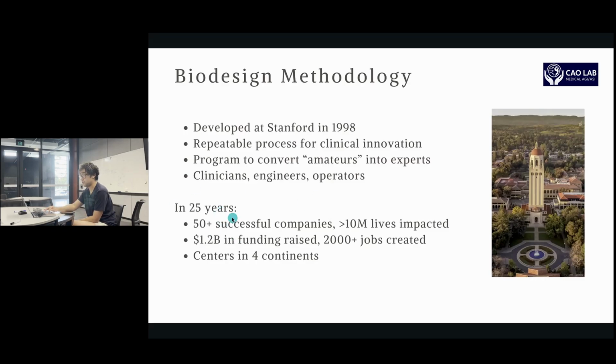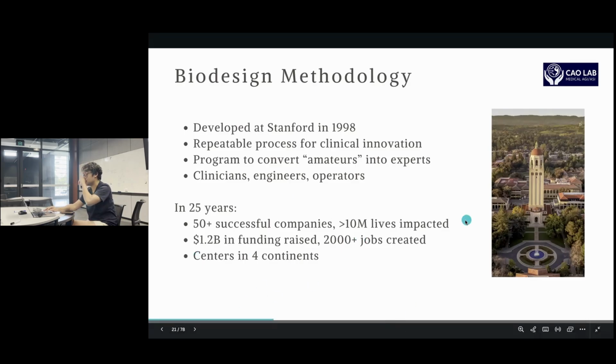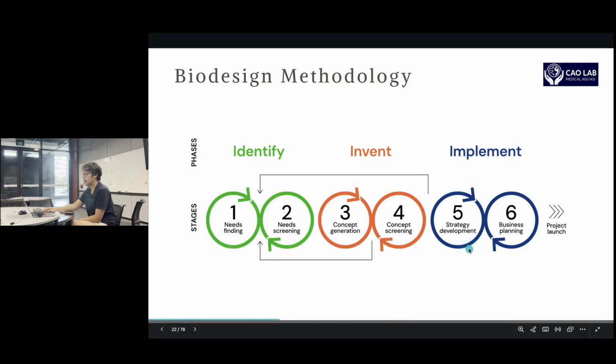And yeah, in 25 years, it's been wildly successful. They've had like 50 successful companies, I think like 10 million lives impacted. Alumni have raised $1.2 billion, which is quite a lot of money. Yeah, and so on, right? So it's quite a cool methodology. And it's quite basic actually. So I went through the course as an alumni and that kind of thing.